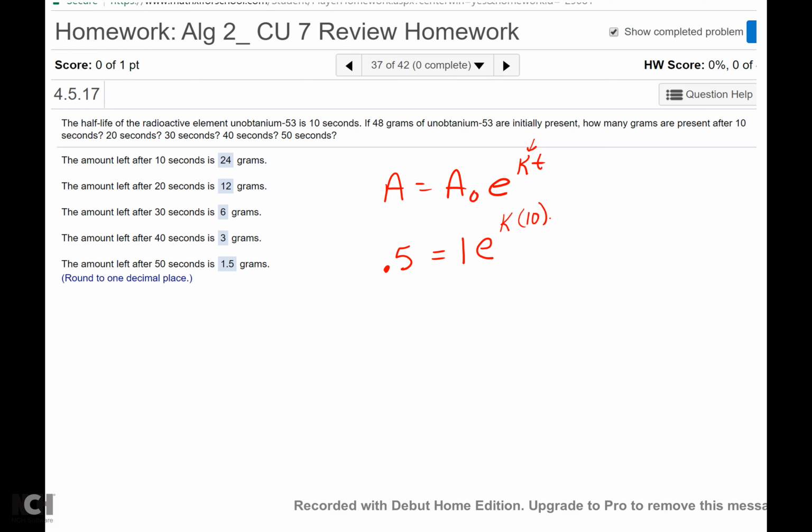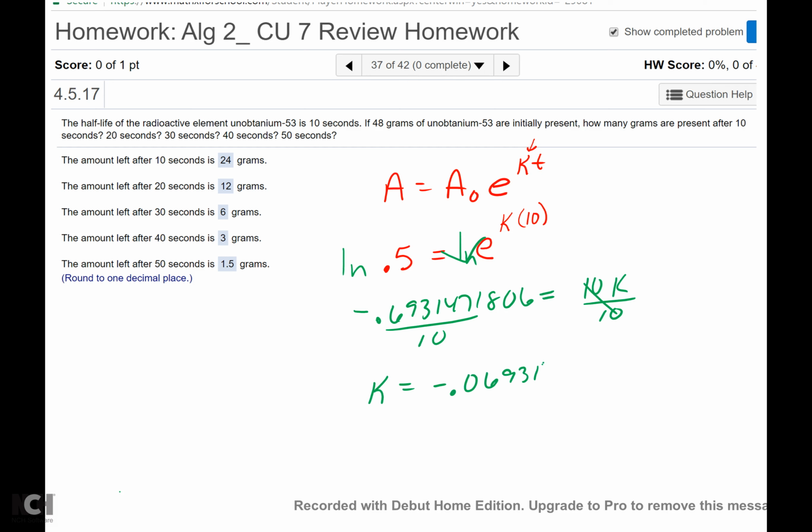Okay, so if I solve this now, I don't need to divide by 1. So I'm going to ln both sides. I hope I'm not screwing this one up too. So I have ln of 0.5, which is negative 0.6931471806 equals, these cancel, 10k, divide by 10, divide by 10, and my decay rate is negative 0.069314711806. Okay, so there's my decay rate.